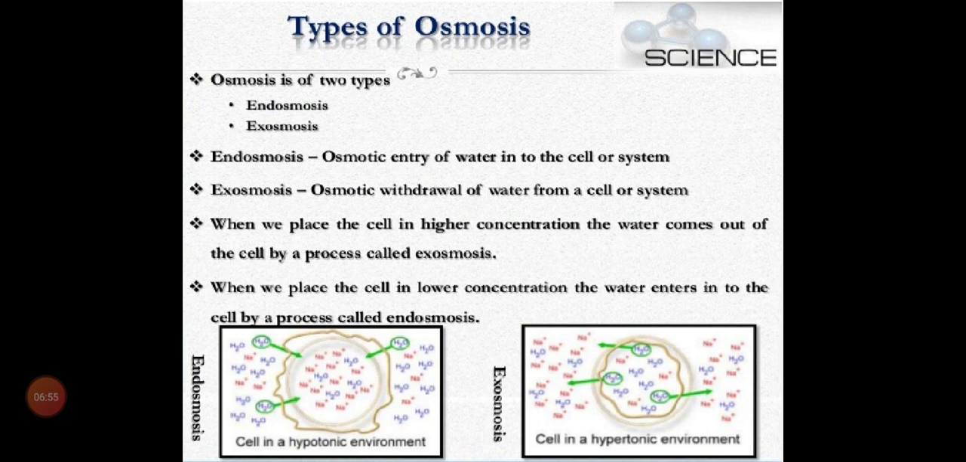So what is endosmosis? Water getting inside the cell is endosmosis. Osmosis happening into the cell is endosmosis. Next, exosmosis means osmotic withdrawal of water from the cell or system. Water moving out from the cell, or coming out from the cell, is called exosmosis.